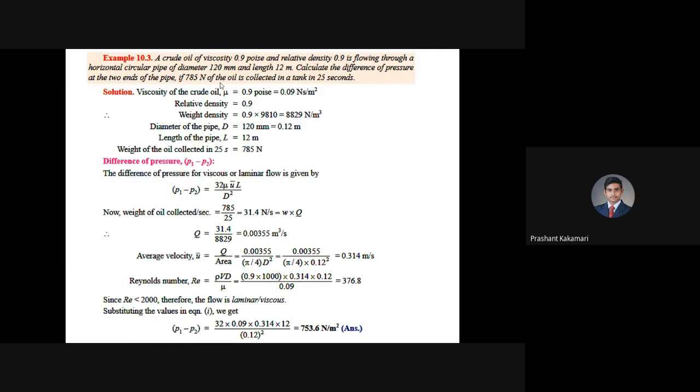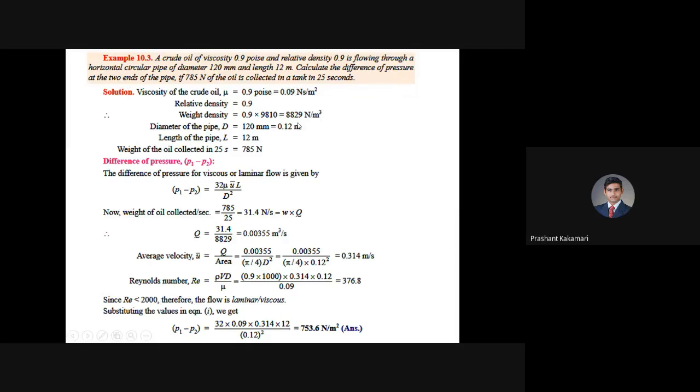So now we'll analyze this problem. First we'll recollect once again the given data here. Viscosity of the crude oil is given, mu equal to 0.9 poise. So in SI unit, it is 0.09 Newton second per meter square. Then relative density is given 0.9. From this one can find out the weight density. This will be useful for solving the problem. That is weight density is 0.9 into 1000 into 9.81, so that will be 8,829 Newton per meter cube.